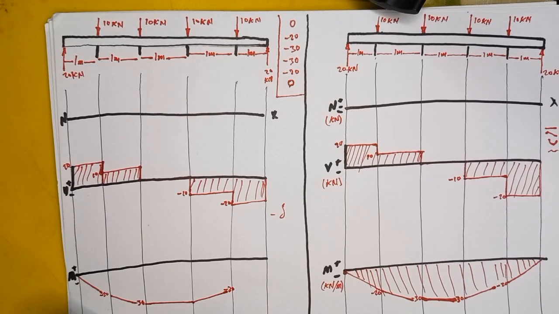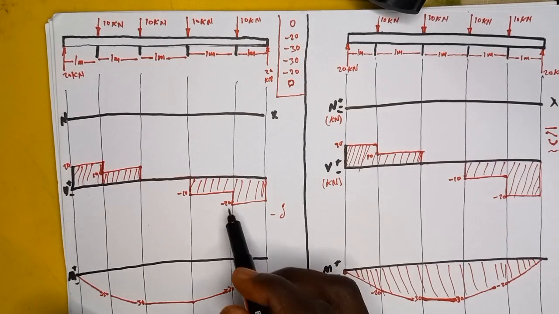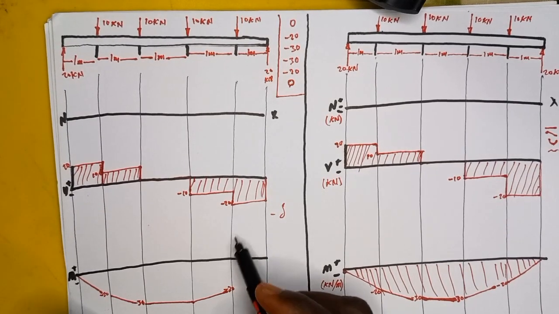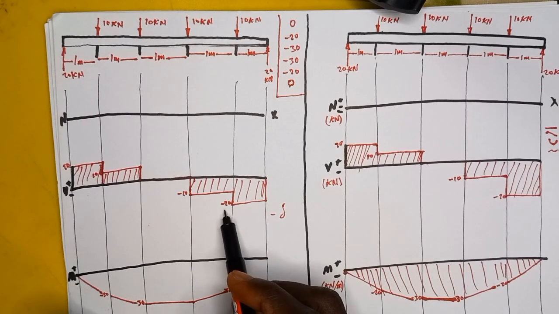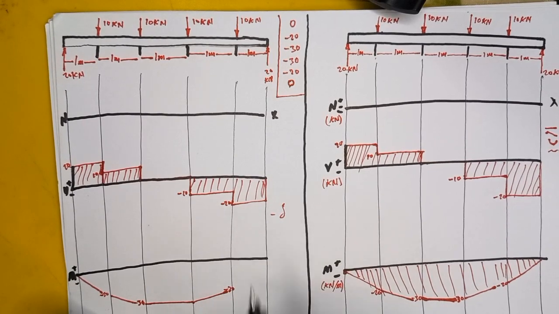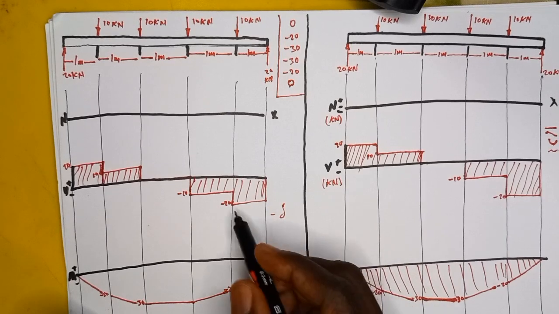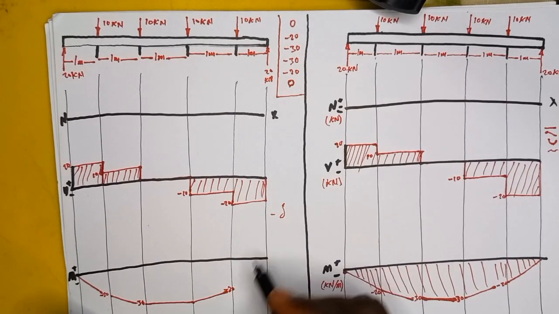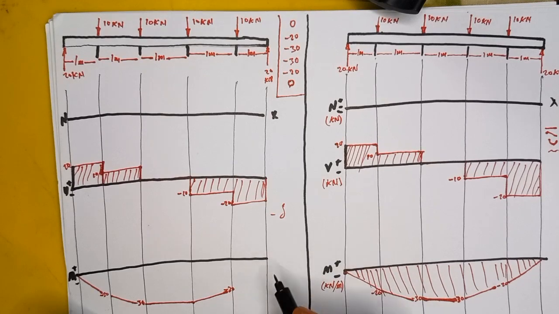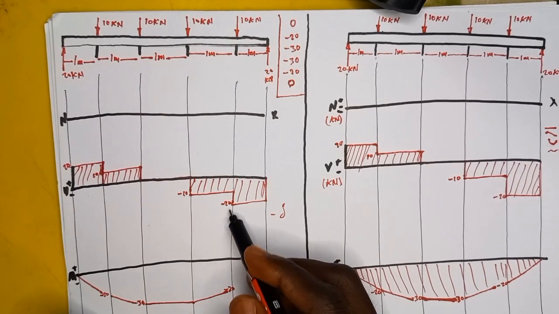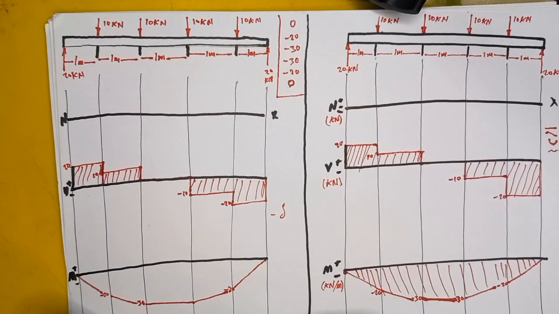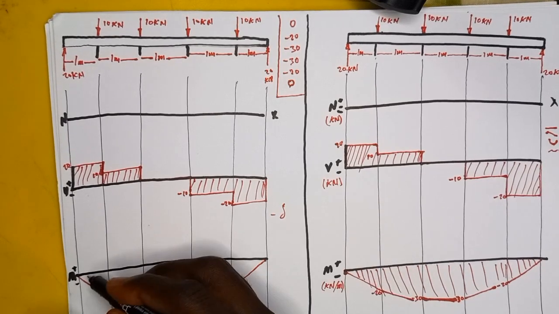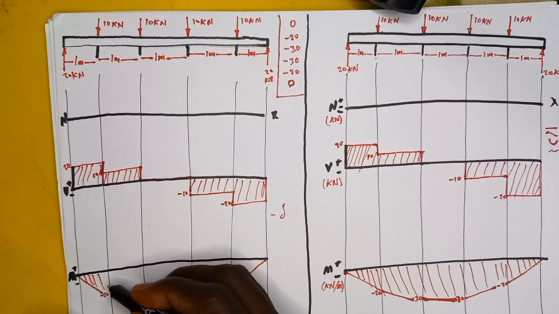The graph is an inclined line. The next one here is negative 20, and the distance is also 1. So multiplying negative 20 by 1 is negative 20, and multiplying that by the negative here is going to give us positive. So adding positive 20 to negative 20 is going to take us to 0. Now we have our graph. This is going to be the graph of the bending moment.